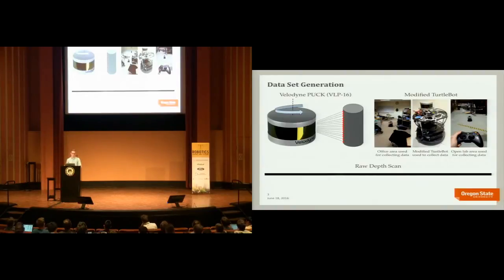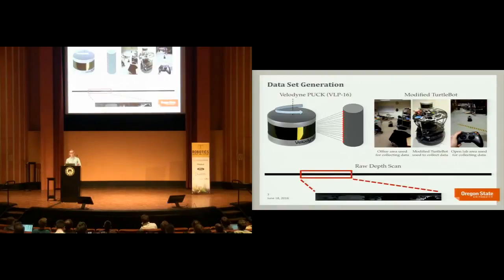So below here, you can see roughly what a raw depth scan can look like. Here, it's pretty hard to see, and so if we zoom in, you can actually see more of what the features might look like in this image space.